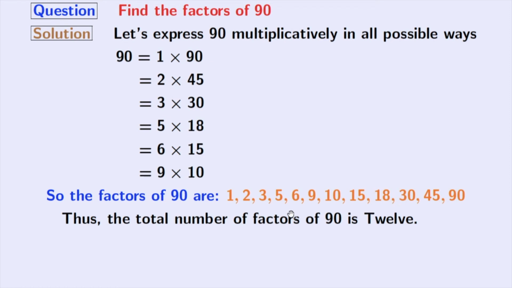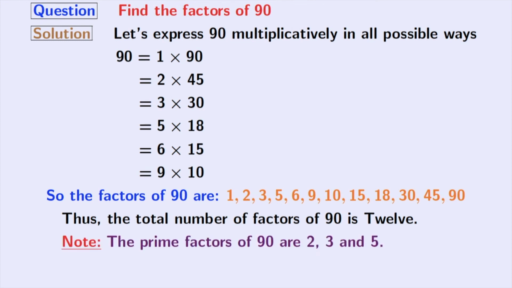Now give a close look at these factors. Here 2, 3 and 5 are prime numbers because these three numbers do not have any other divisor than 1 and that number itself. So we get the prime factors of 90, which are 2, 3 and 5.